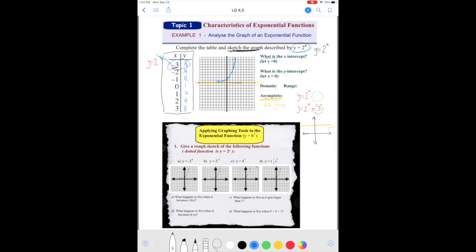Okay, now let's answer some more questions here. What are the x-intercepts? Well, because there's an asymptote on the x-axis, there's none. You cannot cross an asymptote. What is the y-intercept? Well, the y-intercept is right there, so we would say (0, 1). Now, if we look at the domain and range, the domain is x ∈ R because it goes forever that way, and it's going to continue going ever right. And the range is going to be y greater than 0.